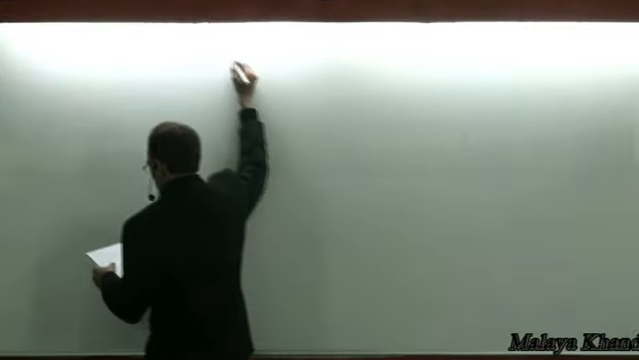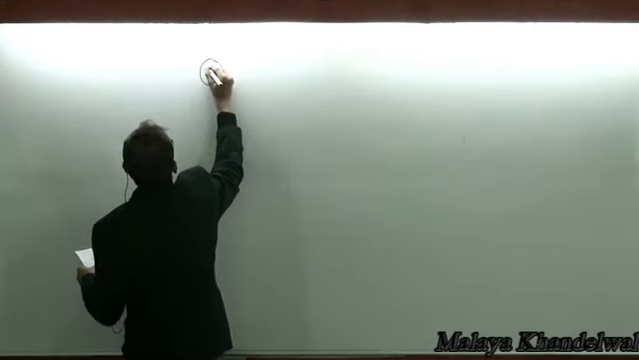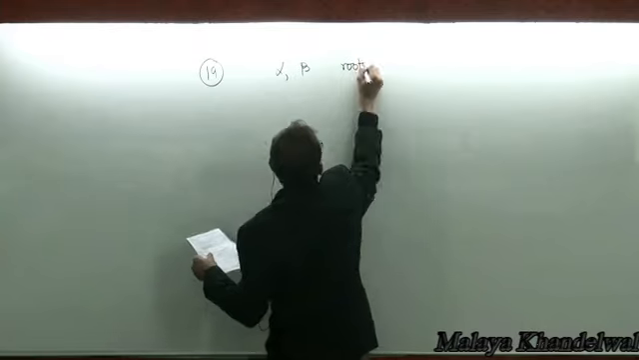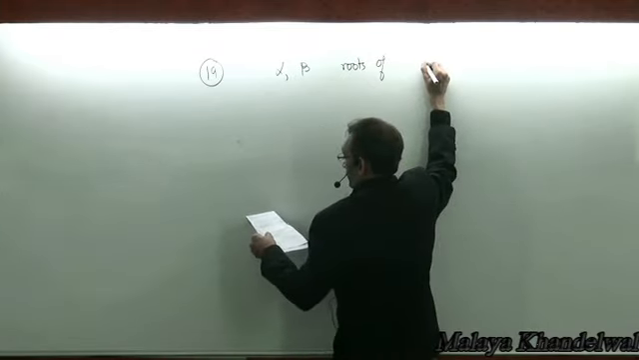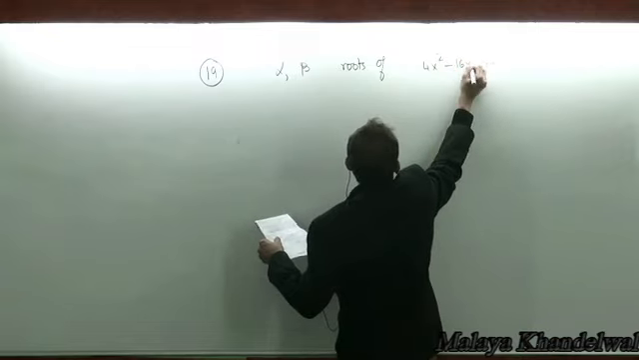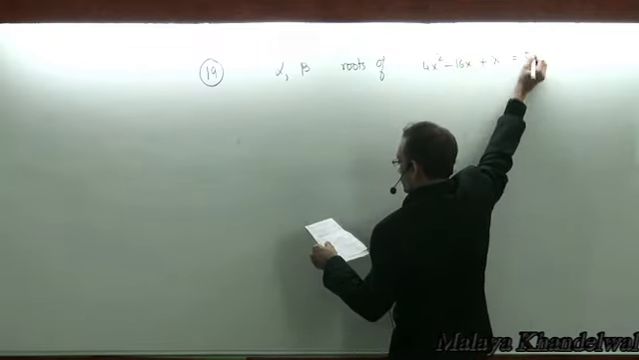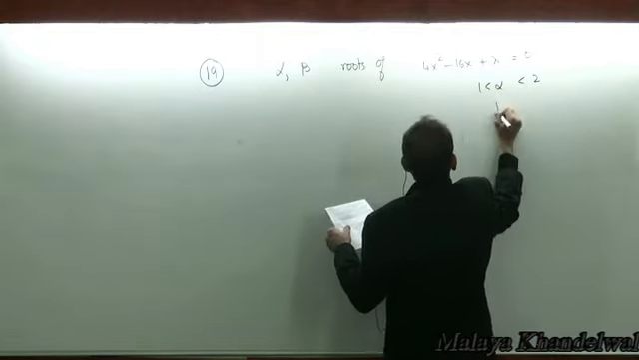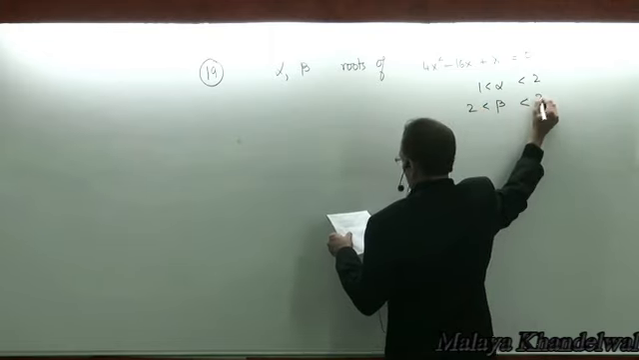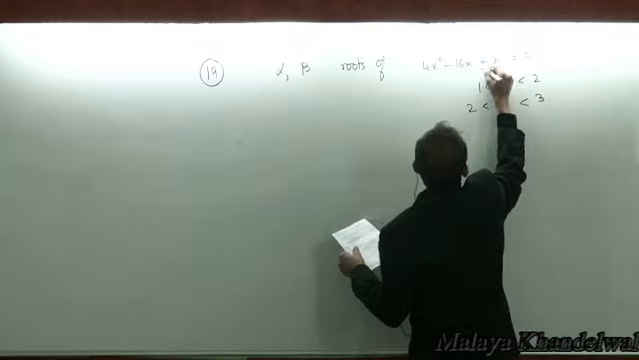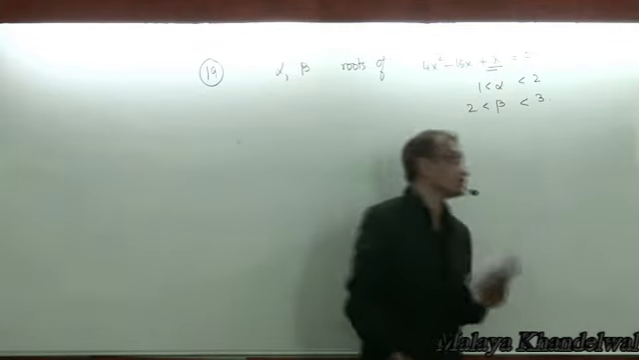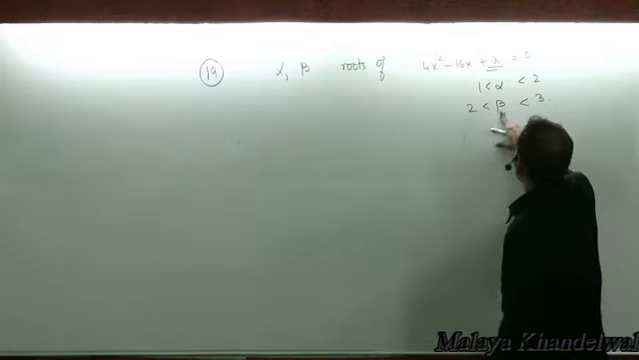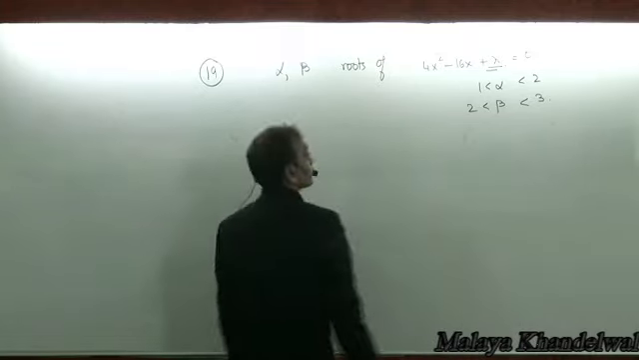Question 19. Alpha, beta are the roots of 4x squared minus 16x plus lambda equal to 0, right? Alpha is given to be greater than 1, less than 2. Beta is given to be greater than 2, less than 3. Then we want to find how many integer values of lambda exist such that one root alpha lies between 1 and 2, the other root beta lies between 2 and 3. Okay.